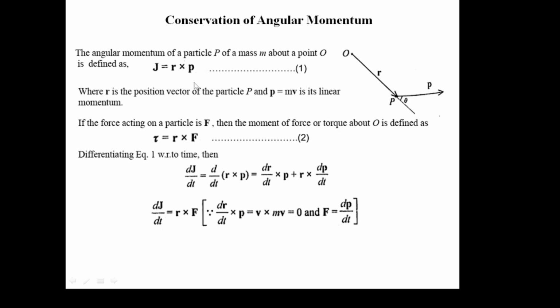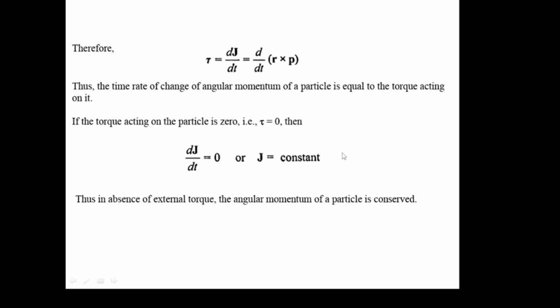So first we differentiate the first equation with respect to time, that is dJ/dt is equal to d/dt of r cross p. So here, dr/dt cross p plus r cross dp/dt. So dJ/dt is equal to r cross F, because dr/dt cross p is equal to 0 and dp/dt is equal to F. So tau is equal to dJ/dt, which is d/dt of r cross p.